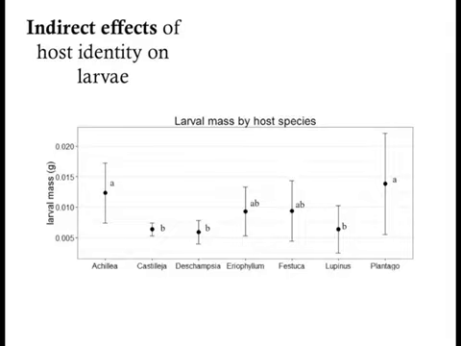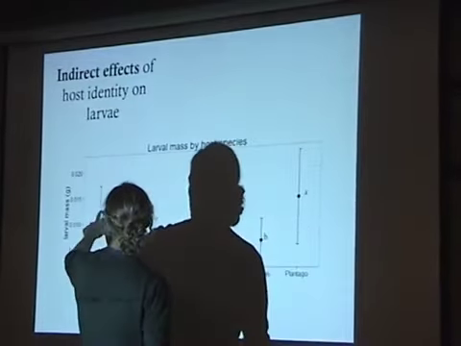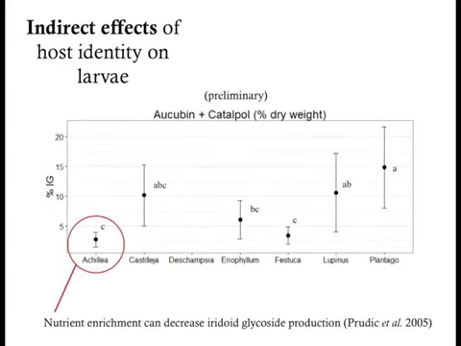And here's the mass of the caterpillars. So it's a little bit different now, but they got a lot heavier when they were with yarrow and with the Castilleja that were on Plantago than with the others. So it affects their survival and it affects how big they can grow. Not really in very predictable ways. Extremely variable.